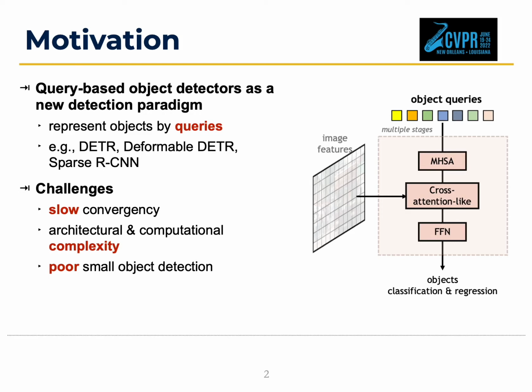Recently proposed DETR-like or query-based object detectors have become a newly popular detection paradigm. They use queries to directly represent objects by applying cross-attention-like operators between queries and image features several times. While exploring a new approach to model object detection, these methods also face several challenges, like slow convergence, complicated architectures, computation costs, and poor small object detection.